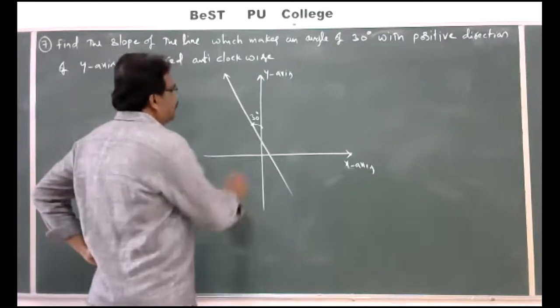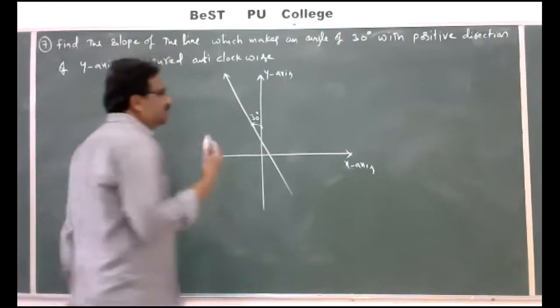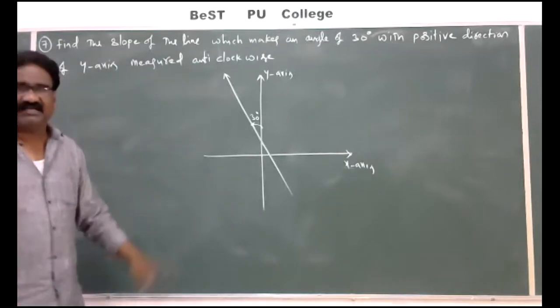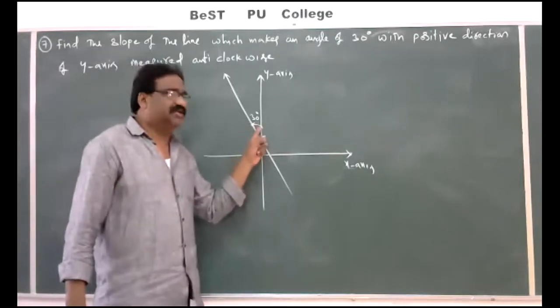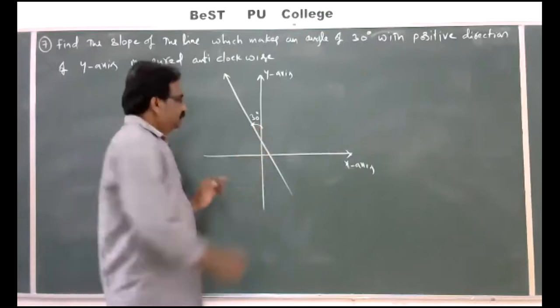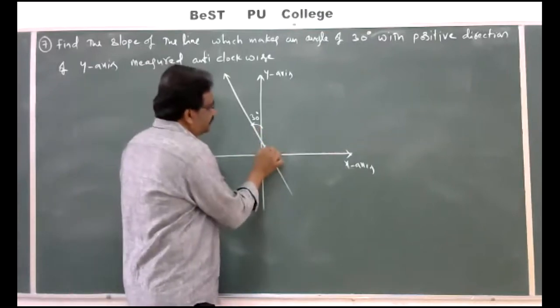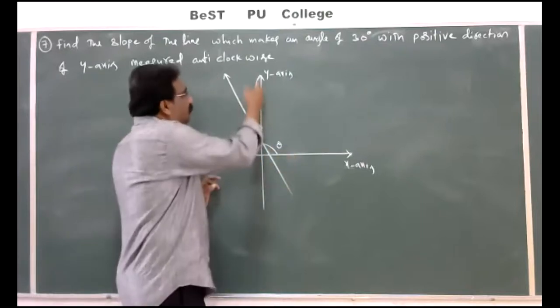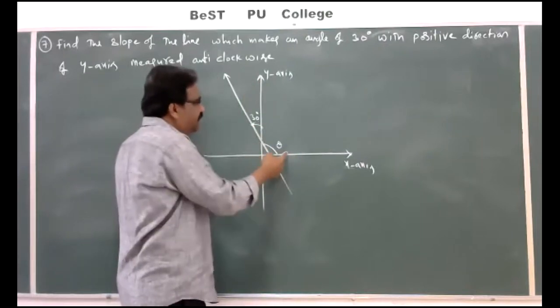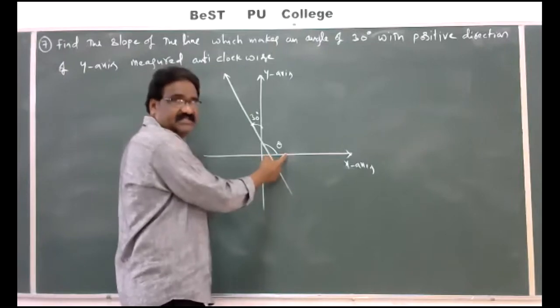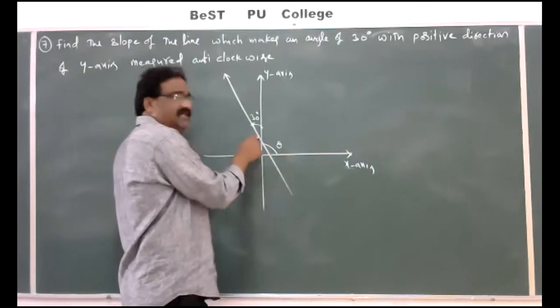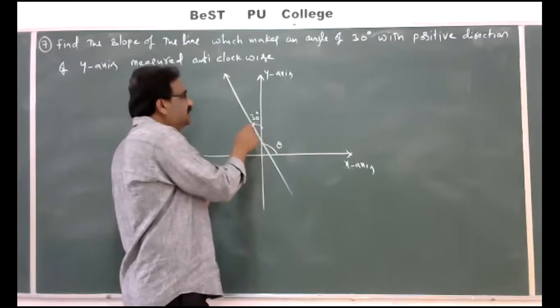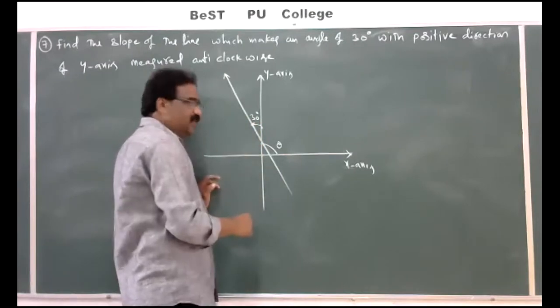So it makes an angle. What angle with the x-axis? Anybody? Just imagine. This is the 30 degrees, this is the required angle. This is theta. So the y-axis makes 90 degrees with the x-axis, and this line makes 30 degrees with the y-axis.